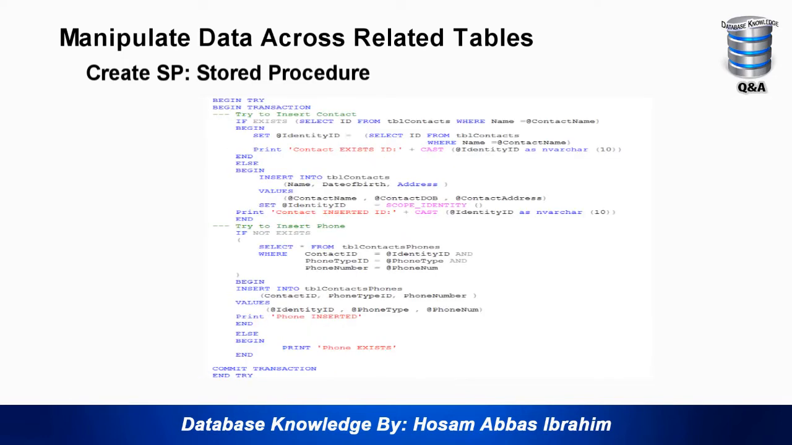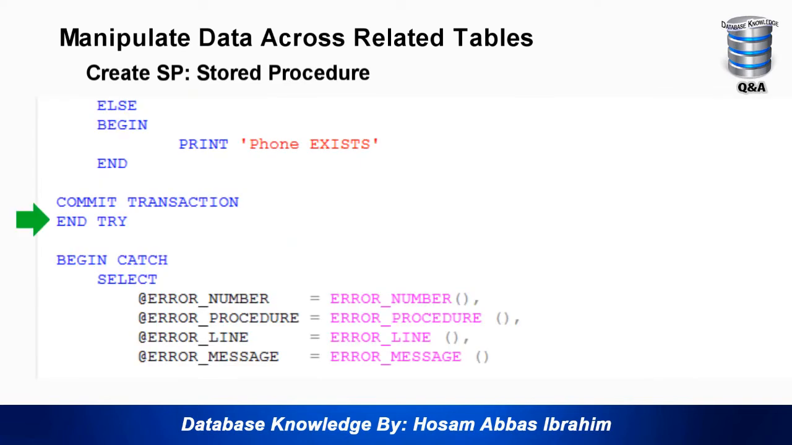So any statements written between begin transaction and commit transaction will go together, or they will not go at all. Something like we live together or we die together. Then I will end the try, and this is the end of my try block. Then I will begin catch.